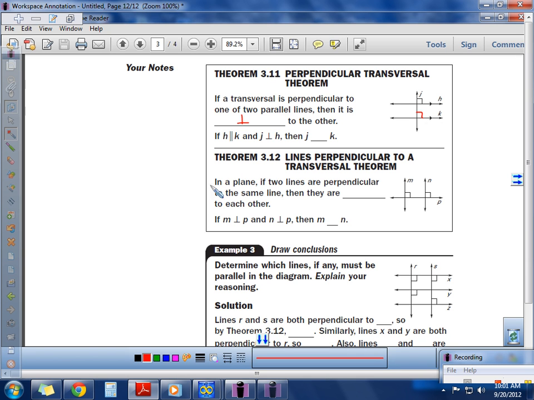All right, this one's a little bit different. It says in a plane, if two lines are perpendicular to the same line, then they are parallel to each other. This is just kind of going backwards from the last one, saying, right now we don't know if they're parallel, but if they're both perpendicular, then they have to be parallel. I can now add the parallel marks, and I can add the parallel symbol.